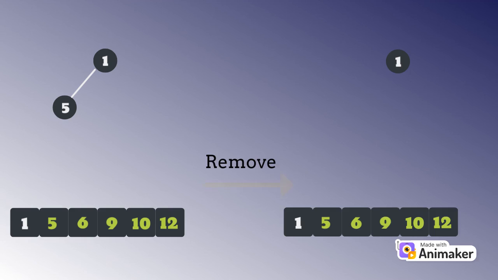Now there is only one node left in the heap. We need not heapify it. Thus we sorted the given array of elements using the heap data structure.